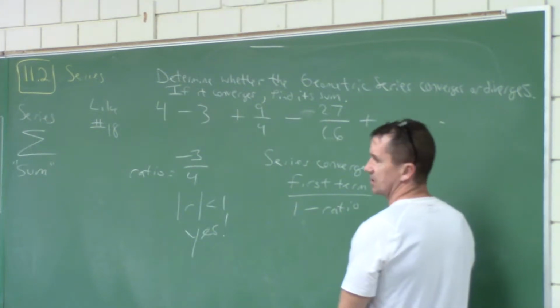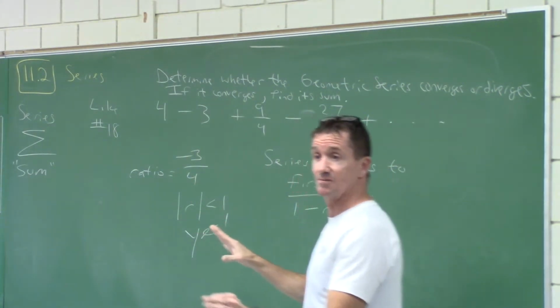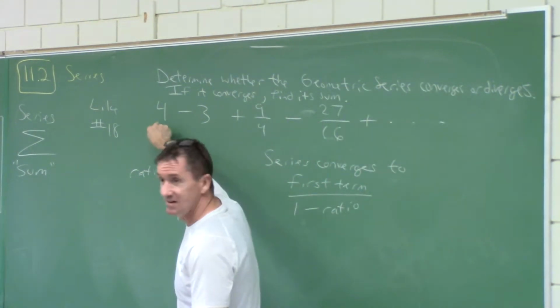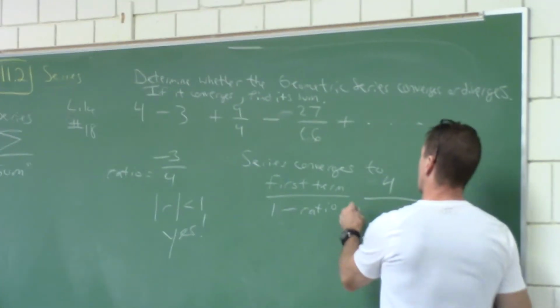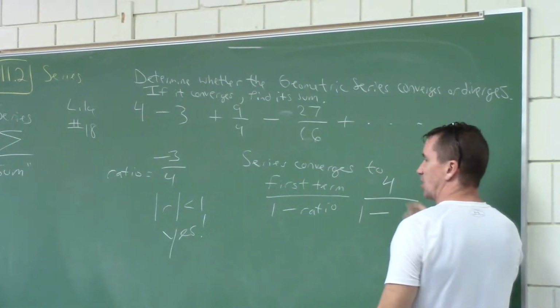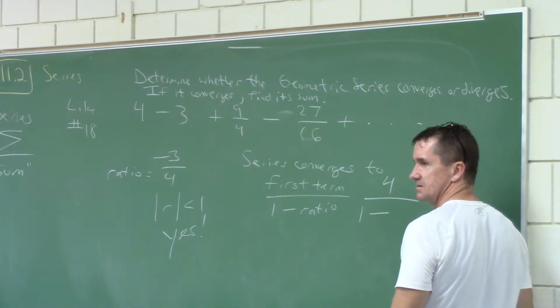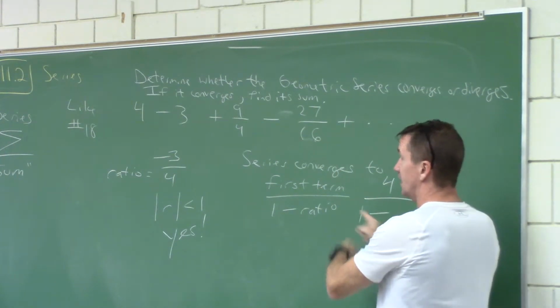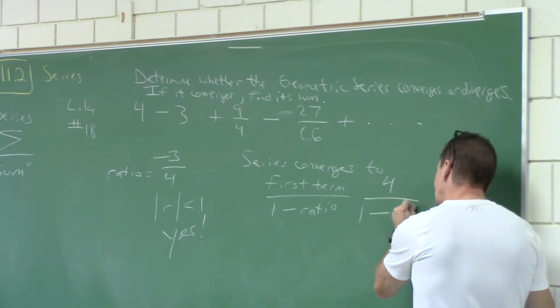So what's the first term? Where's the first term? Sometimes it's a 1, and in this case it's a 1. That's your first term. Then 1 minus, this is where I worry on the test. Do I write 3/4 or negative 3/4? Negative. The math formula says 1 minus ratio. The ratio was negative 3/4, so I'm putting 1 minus negative 3/4.